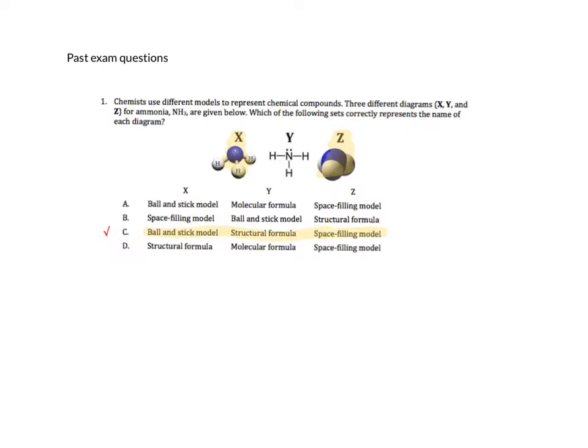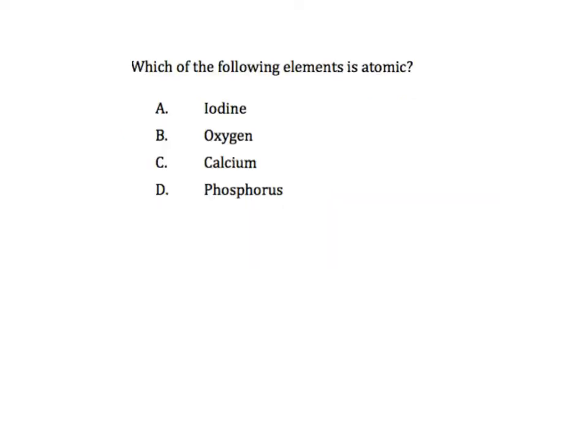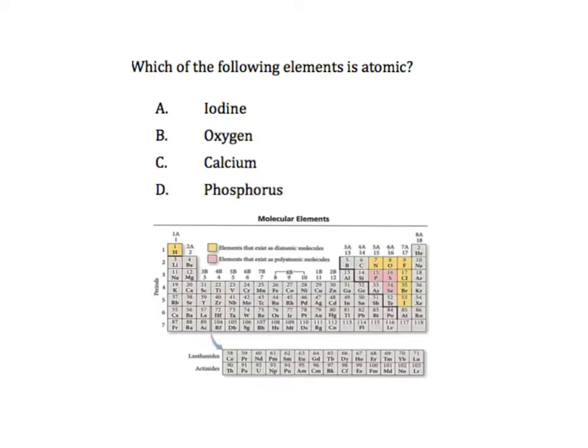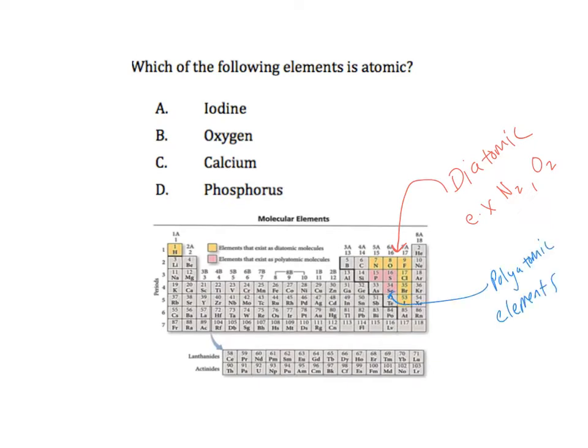Correct answer is C. Which of the following elements is atomic? The elements below that are yellow are called diatomic elements. Diatomic elements exist in twos. The elements in pink are called polyatomic elements. Poly means many. Every element that is not yellow or pink is called atomic.